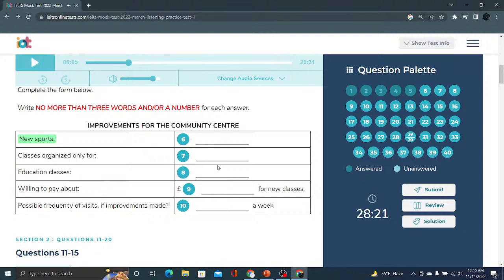Did you get the answer? He was saying that I'm not going to say swimming, as there's no point having two pools. Don't be confused with swimming, because it's not the answer. Lastly he said, I would say yoga and badminton. So the answer would be yoga and badminton.